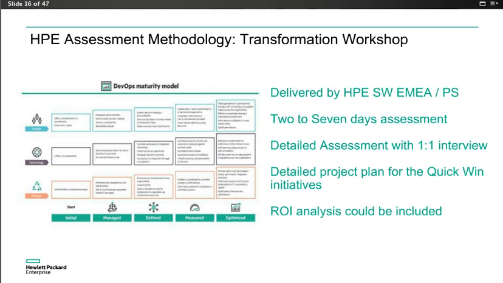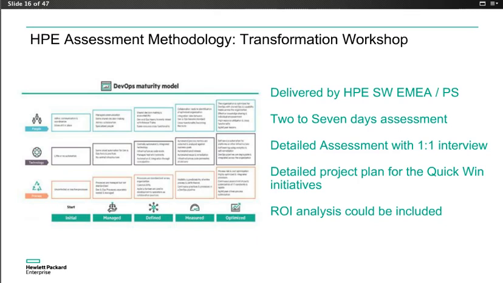And the last one is about processes: how we should or have to change the current processes, or whether we can leverage these processes and use them to support DevOps. And this transformation workshop starts with a detailed assessment with one-to-one interviews with key stakeholders.